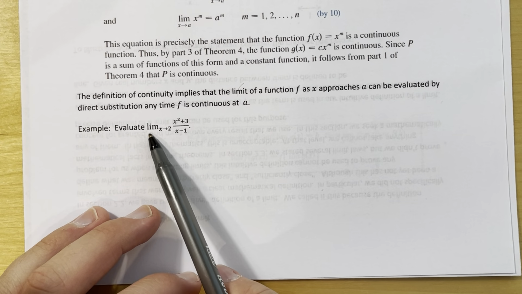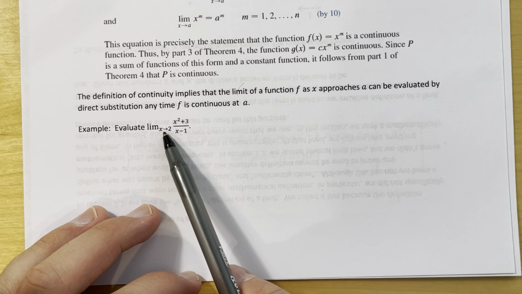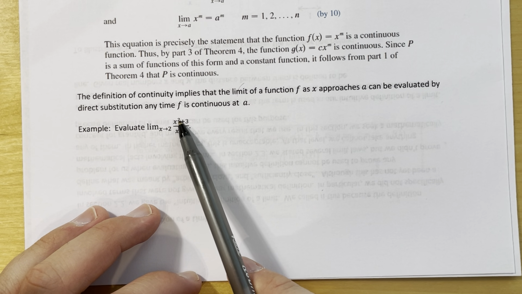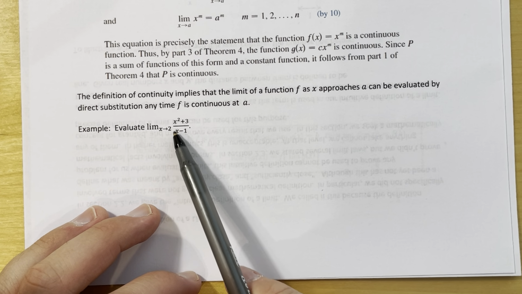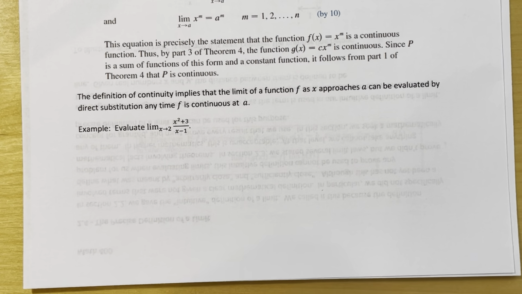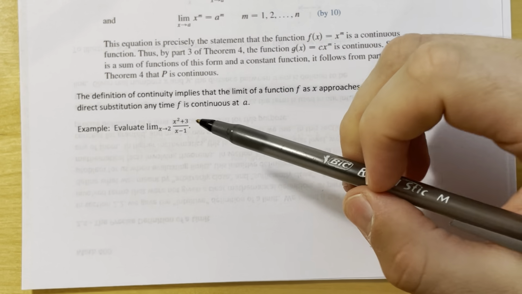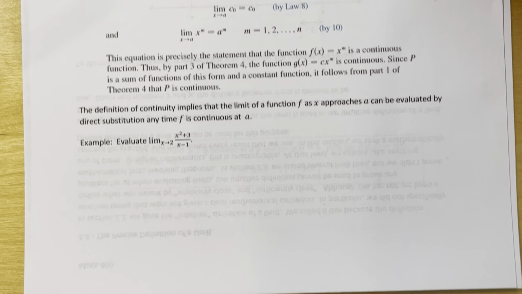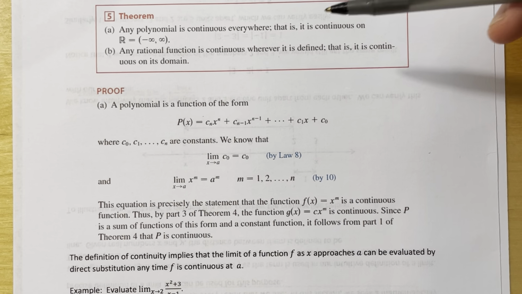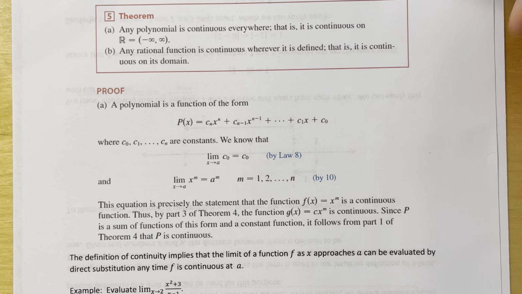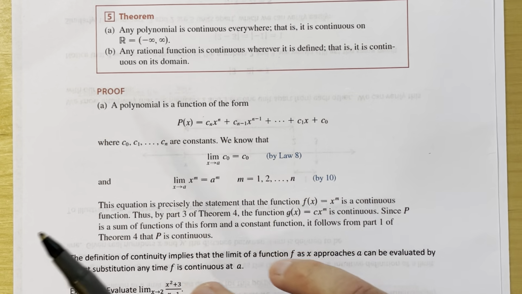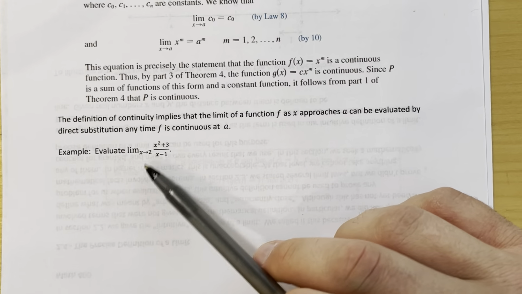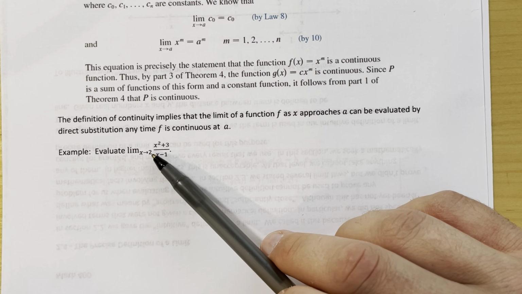So for example, let's evaluate the limit as x approaches 2 of x squared plus 3 over x minus 1. Normally, I'd have to do this big long argument using limit laws and things like that. However, we know that this is a rational function. And according to this theorem that we just talked about, rational functions are guaranteed to be continuous anywhere that they are defined. So, is this rational function defined at 2?